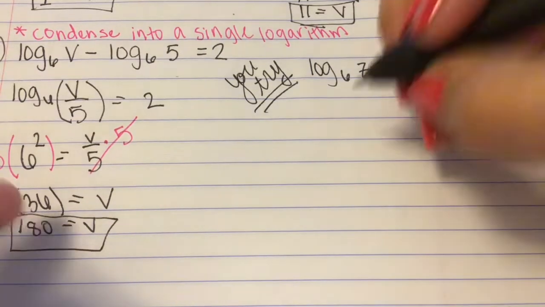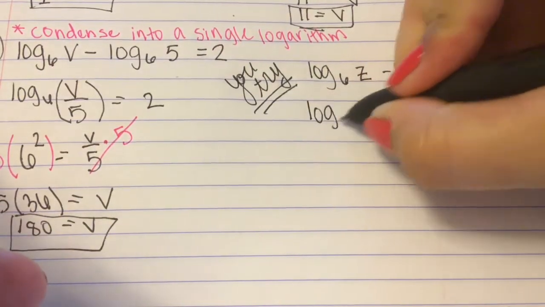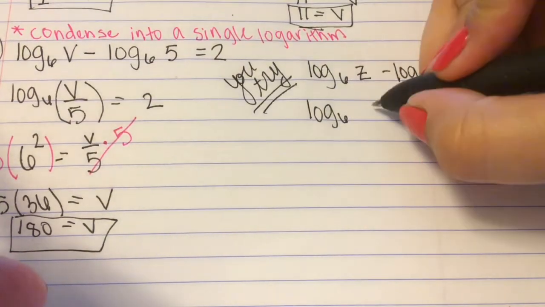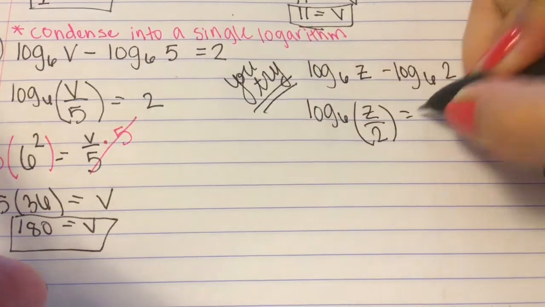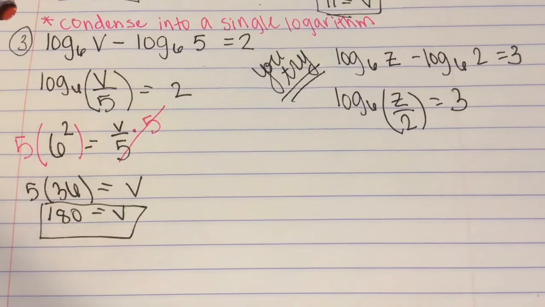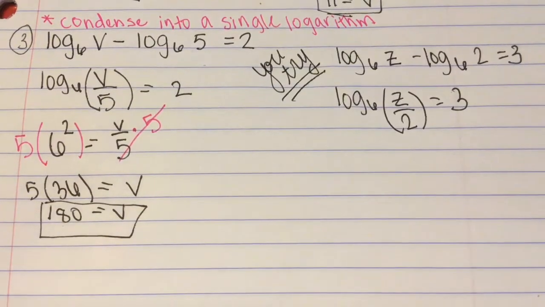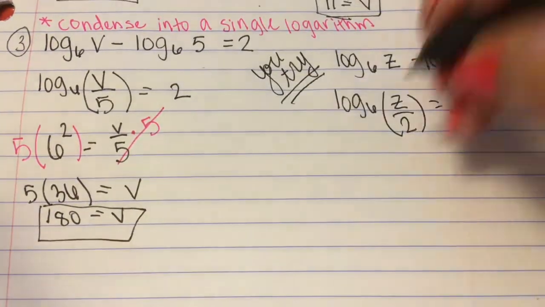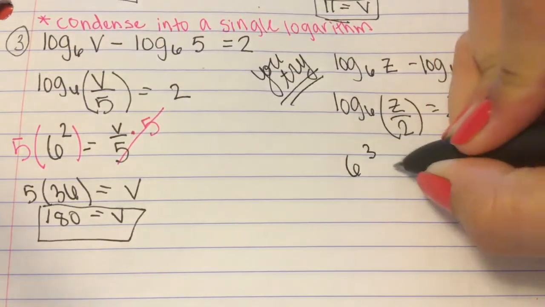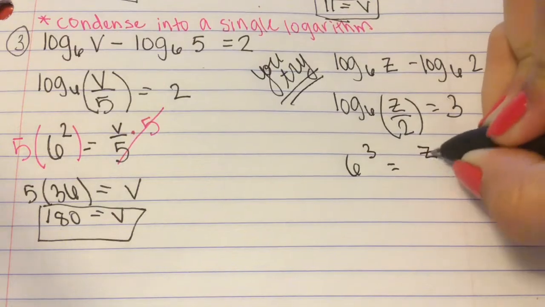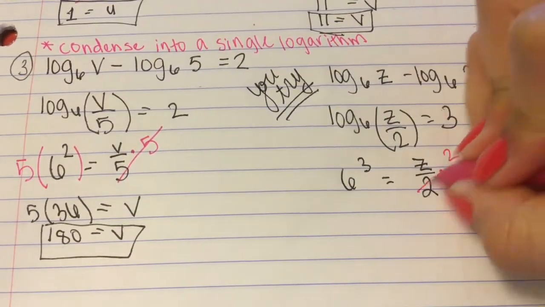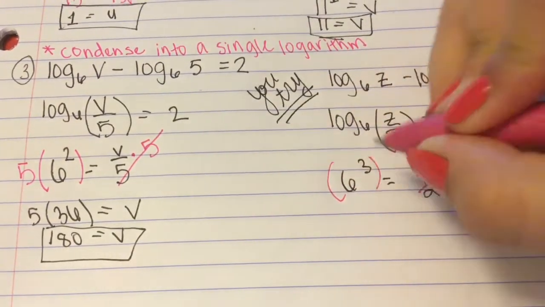Okay, so again, here we have quotient rule. So when we condense these into a single log, this will be z over 2 here equals 3. And from here, we can change this into exponential form the same way we did with example 3. I'm going to do 6 to the third power equals z over 2. I'll multiply by that denominator to get rid of it on both sides.